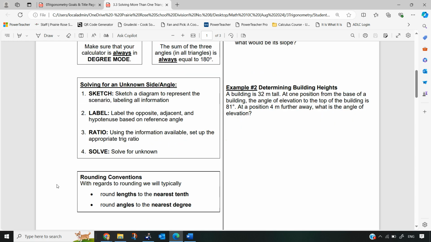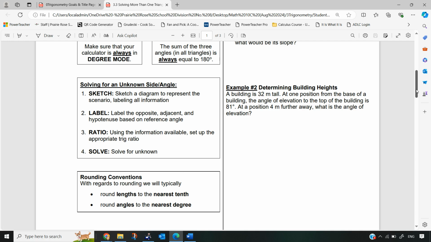When it comes to solving problems, we're going to have the same process over and over. You're going to sketch a diagram if needed, label your triangle, set up your ratio, and solve. And then when it comes to rounding conventions, remember that unless you're told otherwise, round your lengths to the nearest tenth and your angles to the nearest degree.